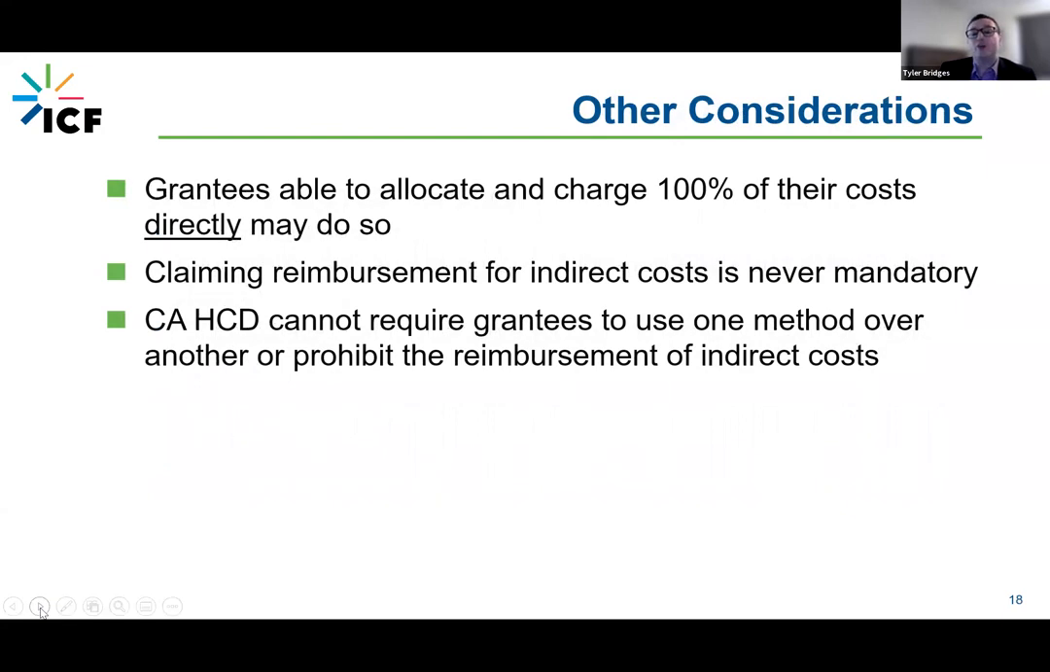Before we begin to conclude our discussion on indirect costs, please remember, grantees that are able to allocate and charge 100% of their costs directly may do so. And claiming reimbursement for indirect costs is never mandatory. Further, HCD cannot require grantees to use one method over another or prohibit the reimbursement of indirect costs.